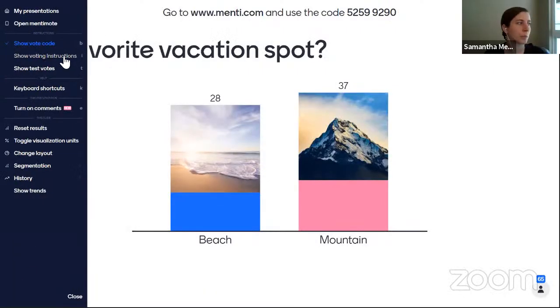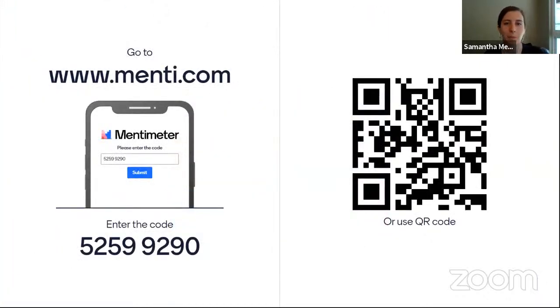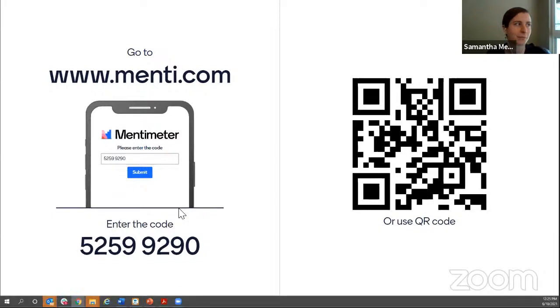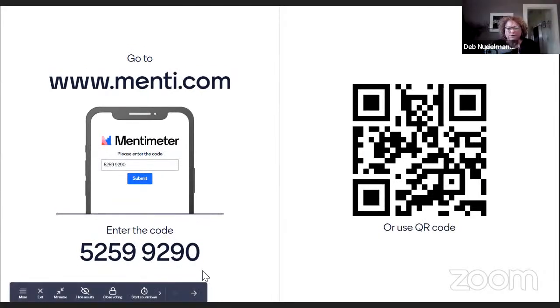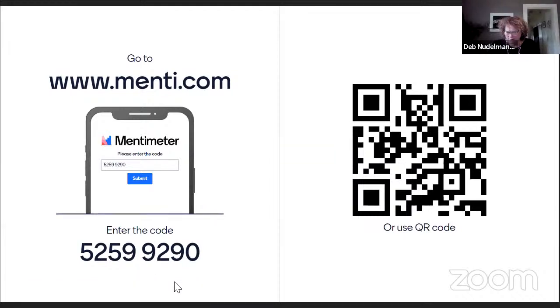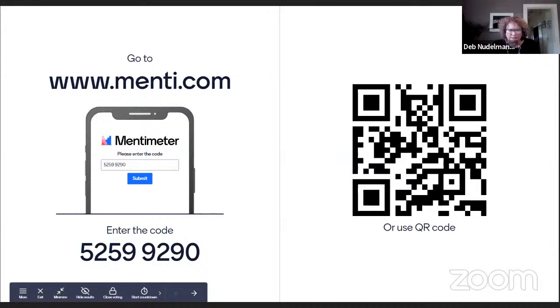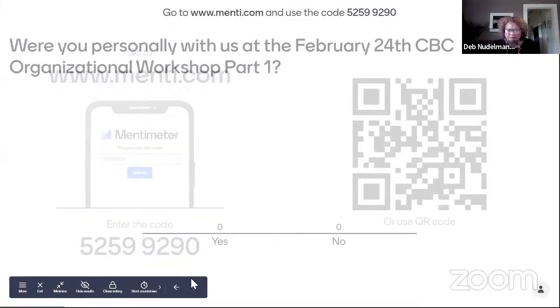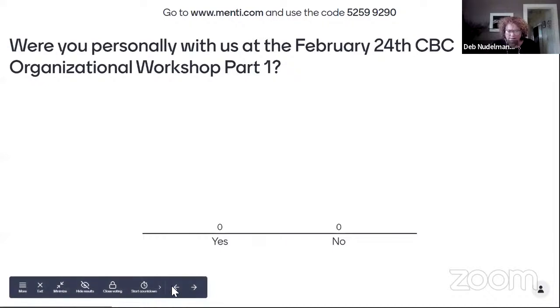I'll also just jump in here quickly. It looks like the QR code actually did change. So if you aren't at the Menti poll already, please enter this code, 5259-9290, or you can also scan this QR code here. Apologies for that. Sorry about that, everybody. For some reason, they moved us along. So we're going to do this again. Take a second. Open Menti, 5259-9290. And it should say your favorite vacation spot, beach or mountain. Just pick one for this one. Then you hit submit.